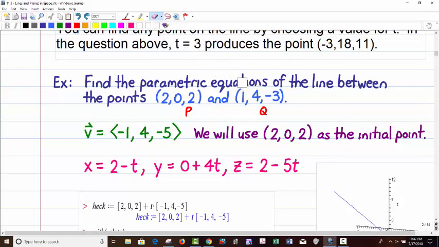So we would take, I'll go from P to Q. You could go from Q to P. That's not critical. But I'll go from P to Q, either direction. 1 minus 2 is negative 1. 4 minus 0 is 4. Negative 3 minus 2 is negative 5.